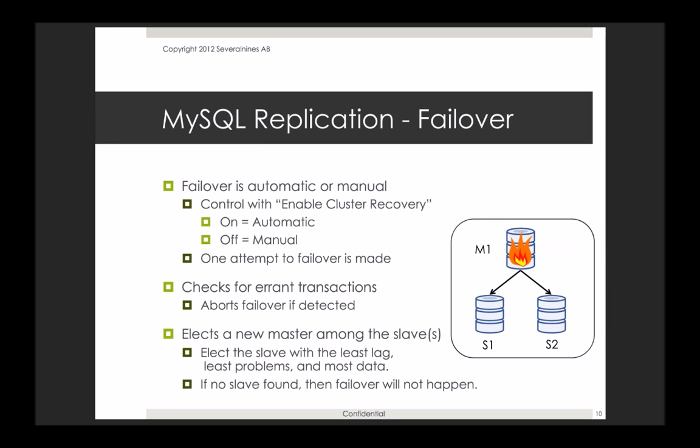And then when we have determined that it is safe to do a failover, we will look among the slaves and find the most advanced slave, the one with the least lag and no problems. I mean, we will not elect a slave that has errors on the SQL apply thread, for example. But when we have found a good candidate, we will elect that slave as the new master. And if we don't find any slaves, then we will not make the failover at all.